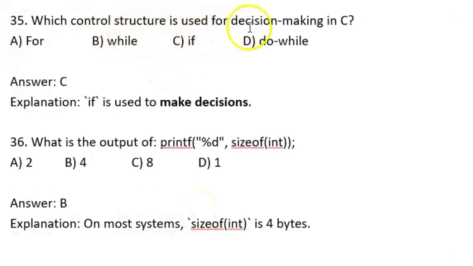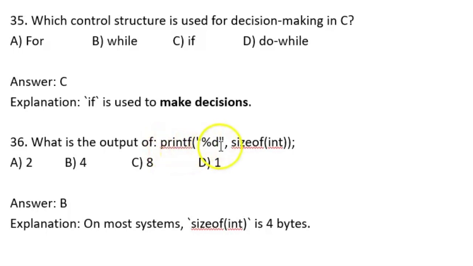Question 35. Which control structure is used for decision making in C? For, while, if, do while. The answer is if. If is the decision making control structure in C.